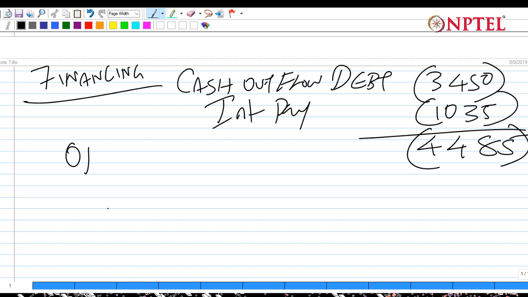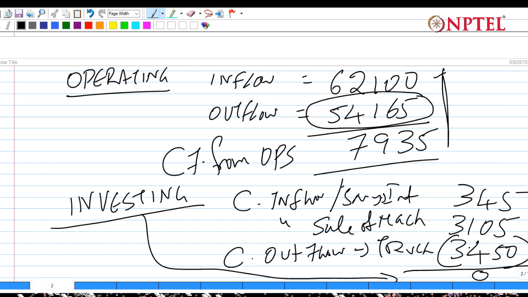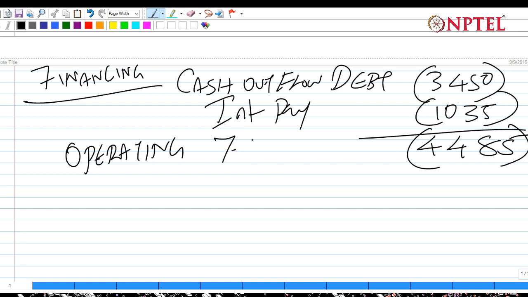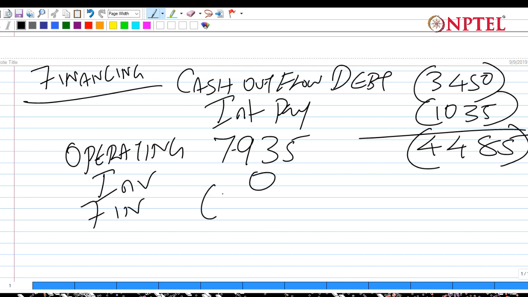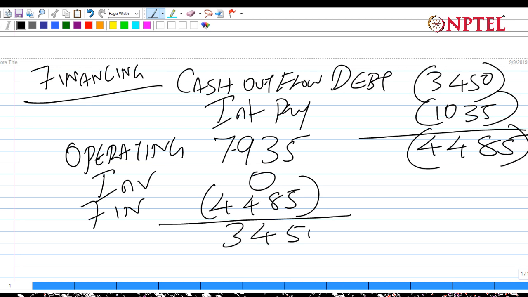Now we'll go back to operating. What did we arrive at in operating out here? We arrived at operating cash flow as 7935. I arrived at investing cash flow as blank. I arrive at financing cash flow as negative 4485. And then what is the total cash flow I have? 7935 minus 4485, I have 3450 out here.